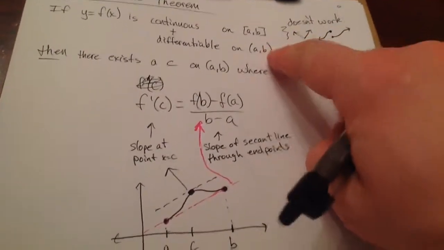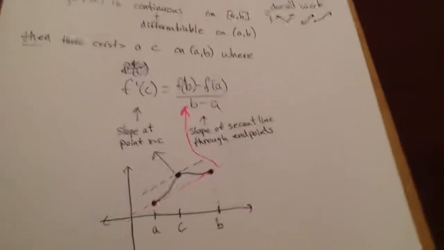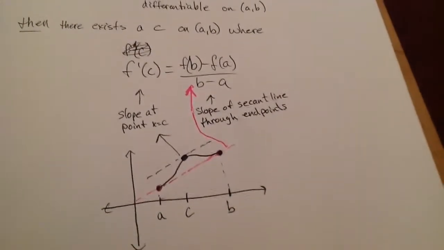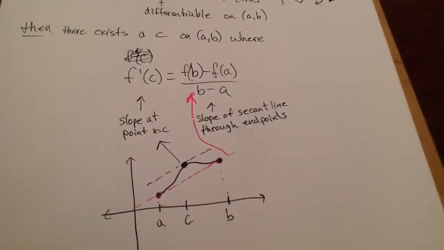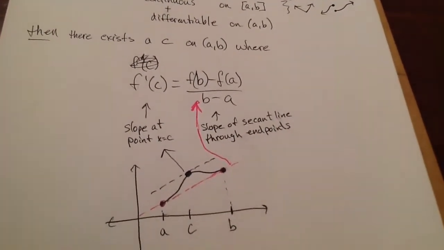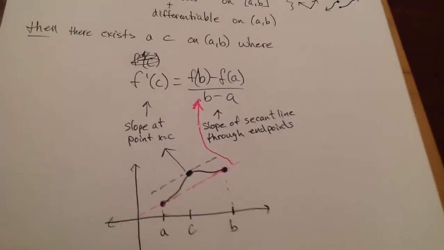So if these two things happen, then this is guaranteed to happen. You might think, so what? But there's a lot of problems, a lot of things we can figure out by using this idea. So we'll just do a couple of examples now.